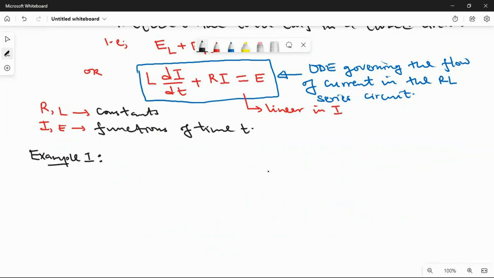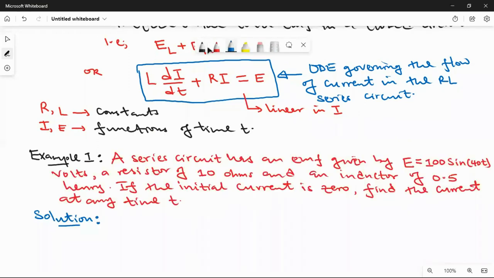We are going to write the question on that example number 1. This is the question. We are given that a series circuit has an EMF given by E equals 100 sine 40t volts, a resistor of 10 ohms, and an inductor of 0.5 Henry. If the initial current is 0, find the current at any time t.